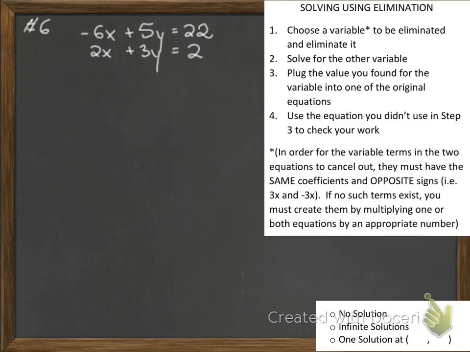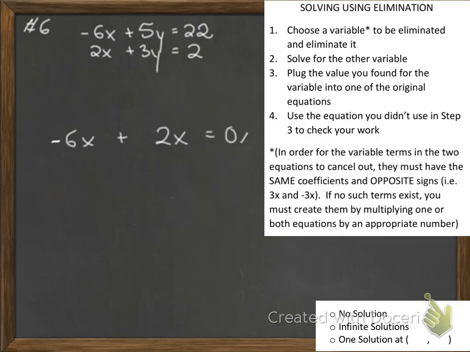Let's do another problem. So once again, we have to pick one variable that is going to be eliminated. Hopefully you can see that if all I did was just to add these two equations together, neither x nor y would cancel out. So that means that we have to do an extra step in order to make two things cancel out. I'm going to choose my x variable because they already have opposite signs.